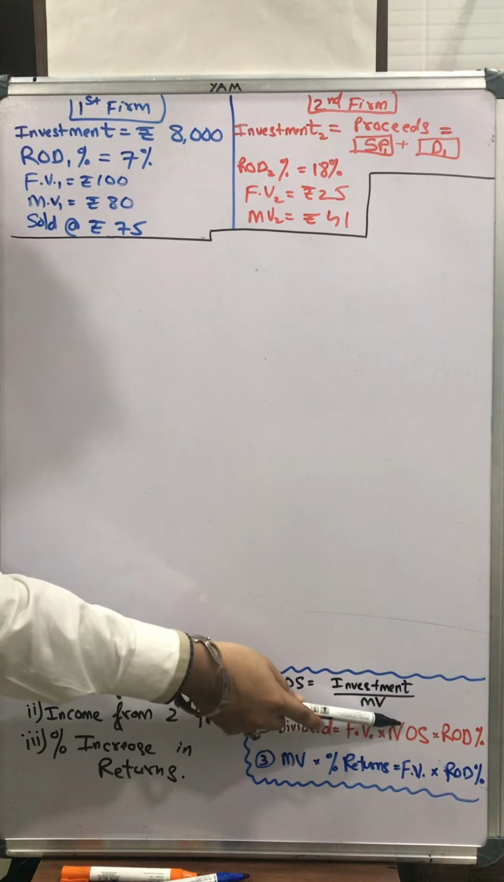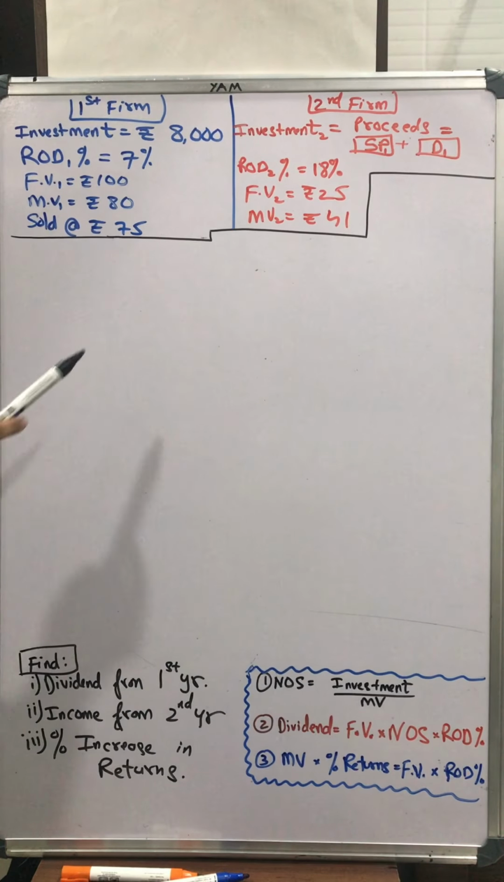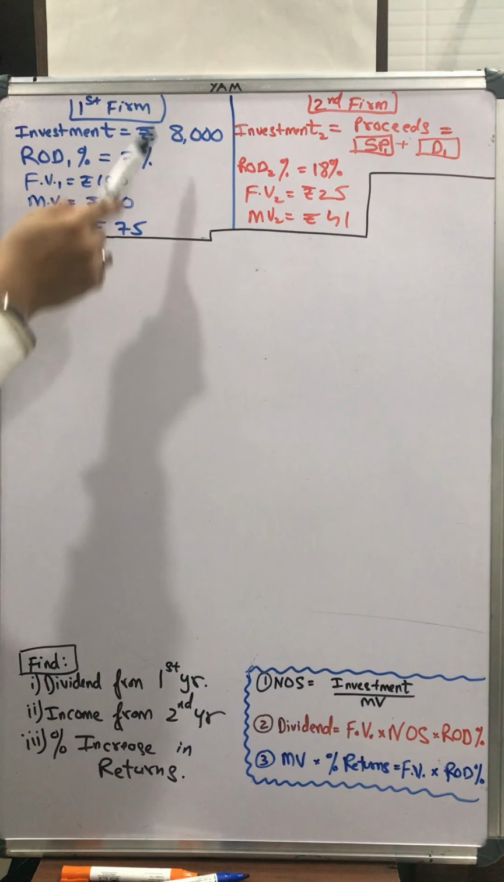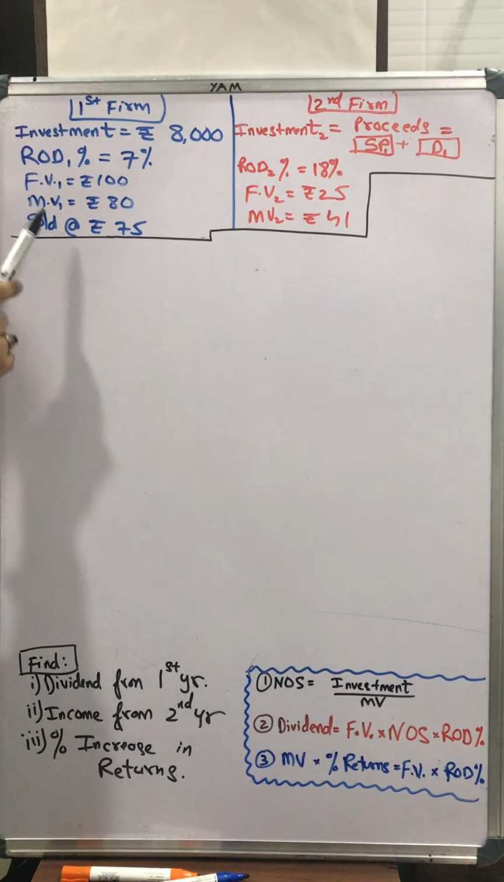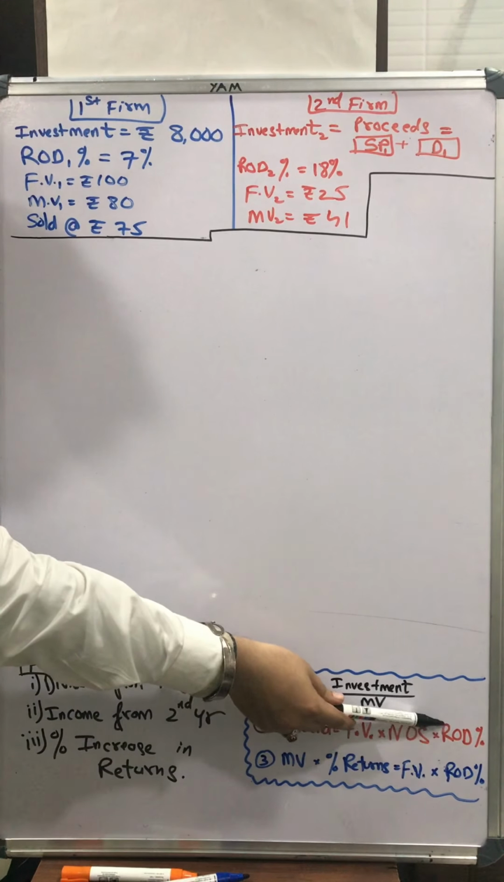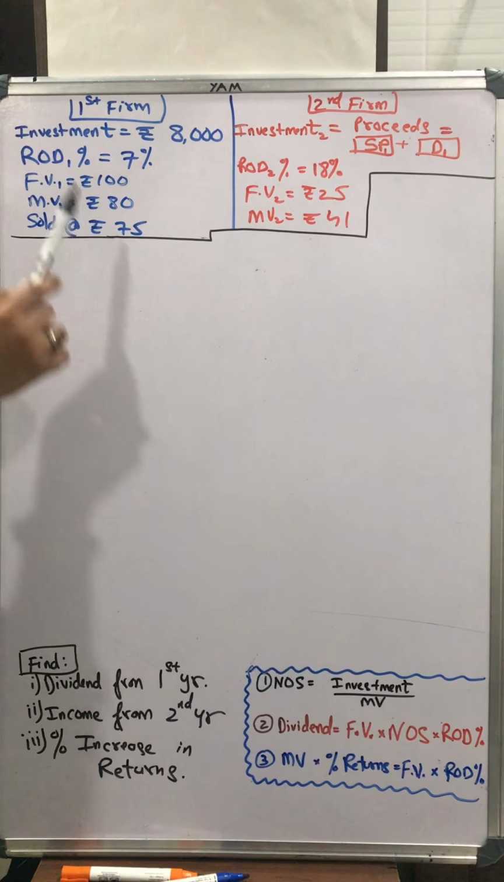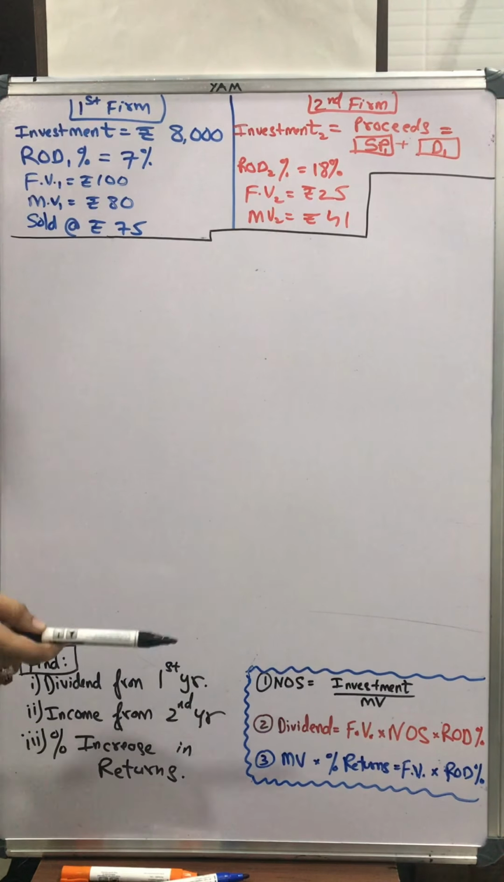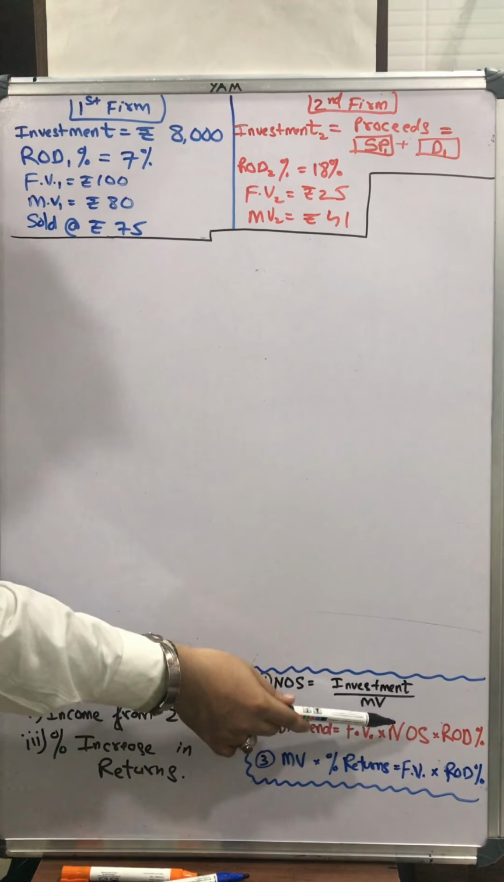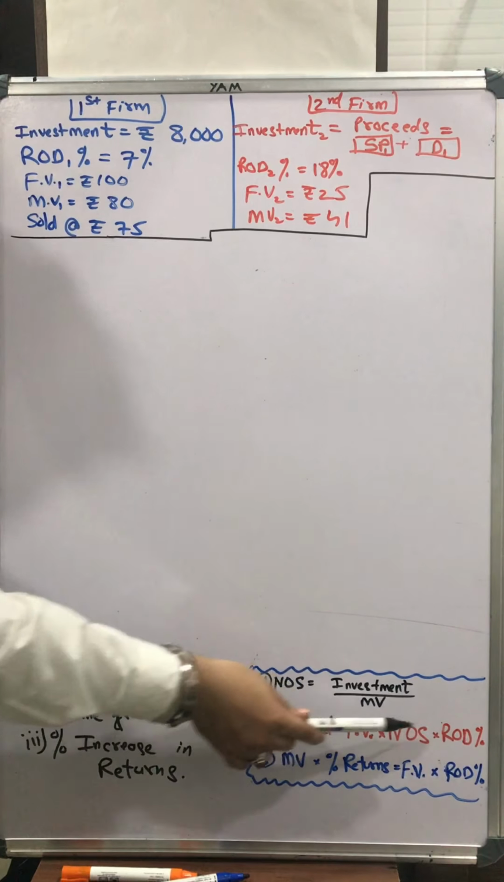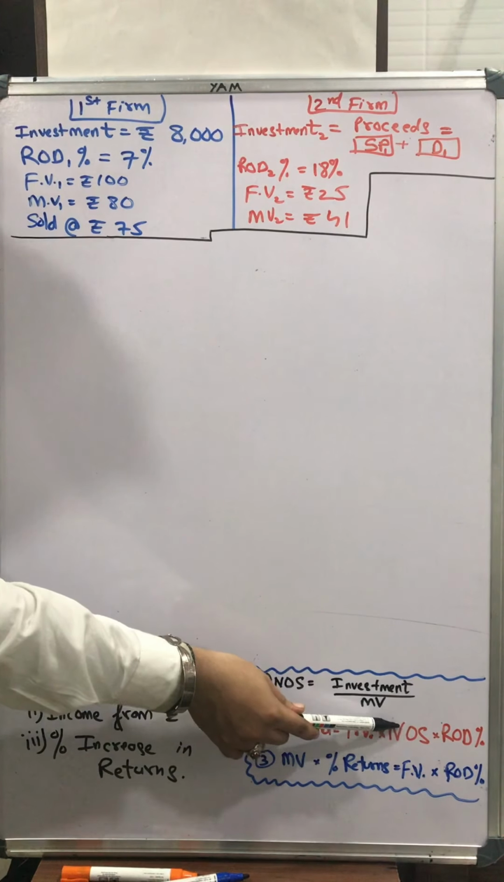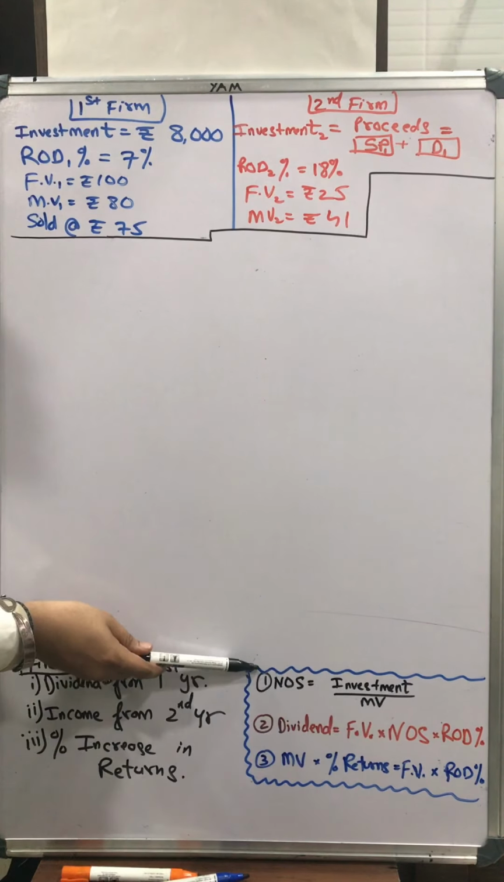Do I have the number of shares from the first firm? No, I don't have the number of shares Ram Gopal Verma is having of the first firm. Okay. Do I have the rate of dividend of the first firm? Yes, we are having. So the only thing unknown is number of shares. That means before applying this dividend formula, I need to find number of shares. So let's apply the formula for number of shares.